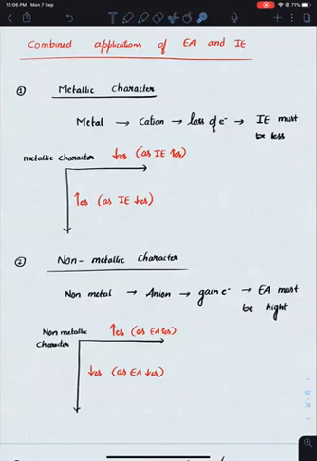If you are comparing the non-metallic character, a non-metal is characterized by gaining of electrons. If it is gaining electrons, the property to concentrate on is electron affinity. Left to right, as electron affinity increases, non-metallic character increases. Top to bottom, as electron affinity decreases, non-metallic character decreases.